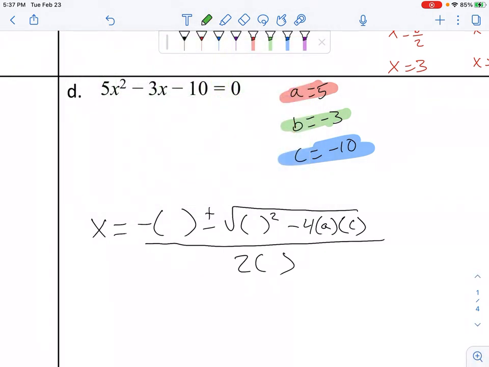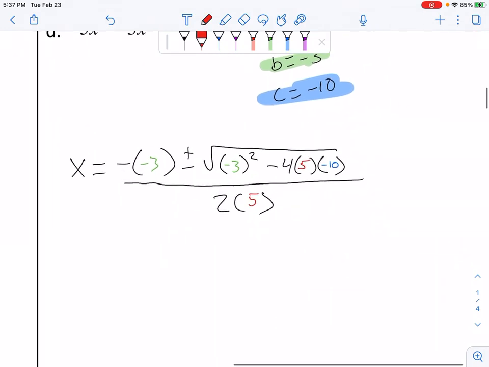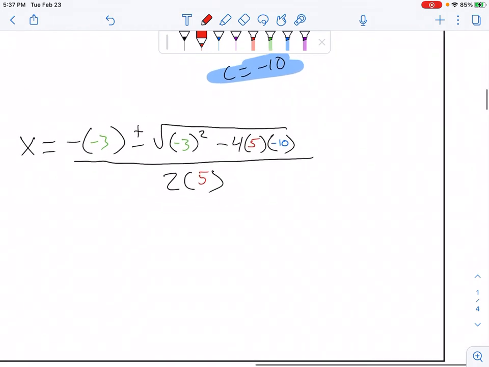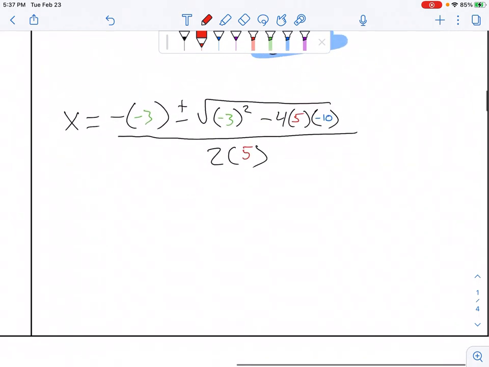I'll do in green, and b squared. I'm replacing a and c. I'm replacing a with 5 and c with negative 10. And then again, I'm replacing a with 5 down here. And then I'm just evaluating this. Now I'm just working this out. So here's my new line of work.